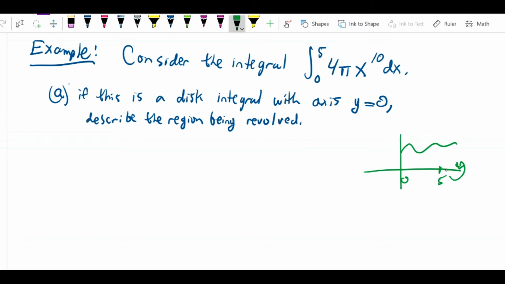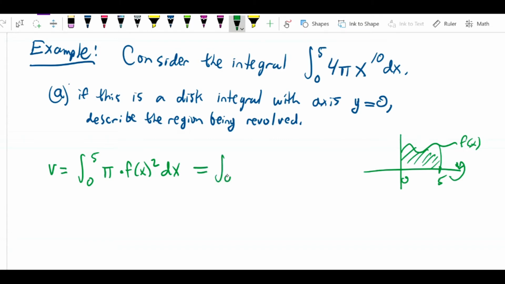Well, we can sort of back into what the answer is, because what we know is that the volume must be equal to pi. Actually, let's keep the pi on one side of the equation. It must be equal to the integral from 0 to 5 of pi times f of x squared dx. That's what would happen if we had this region and revolved it around the x-axis. If this was f of x, we would be forming exactly this as the disk integral. So this must be equal to the integral from 0 to 5 of 4 pi x to the 10th dx.